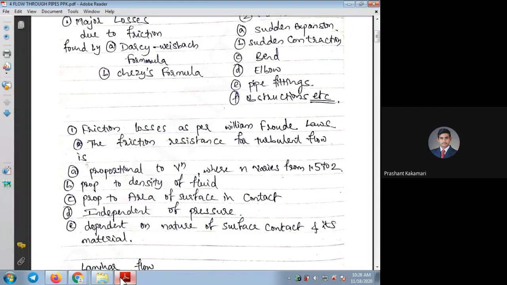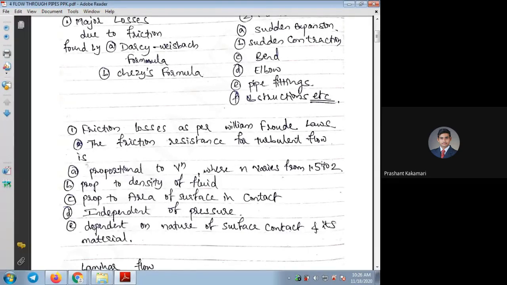So here, Froude investigated some different things depending upon turbulent flow, especially how the friction losses are dependent on the turbulent flow. He explained that if the velocity in the pipe flow is very low, the friction losses are less, and the friction loss is proportional to velocity raised to n. If the velocity is very high, the friction losses will be very high, and this n value may vary from 1.5 to 2.